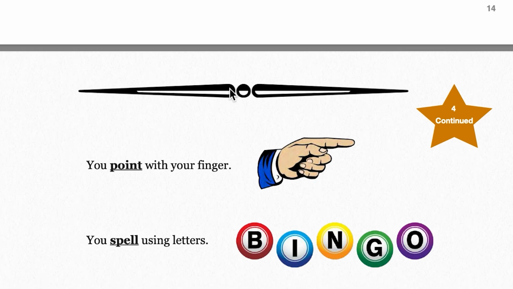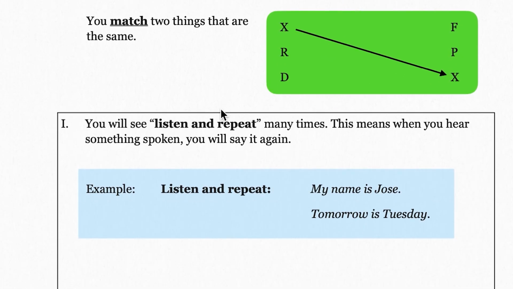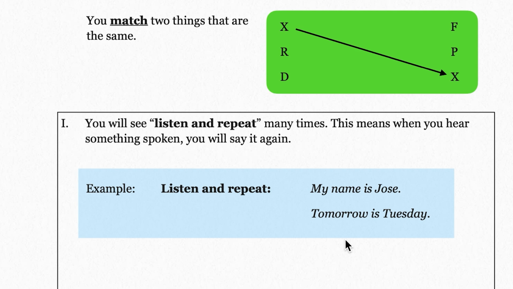Once you go through each one, this is where you start to really apply it. So, for example, let's talk about listen and repeat. These two go together. Talk about matching. Listening and repeating go together, right? So you could do this example with them. Listen and repeat: My name is Jose. And they're supposed to repeat: My name is Jose. Tomorrow is Tuesday. And they will repeat: Tomorrow is Tuesday, etc.